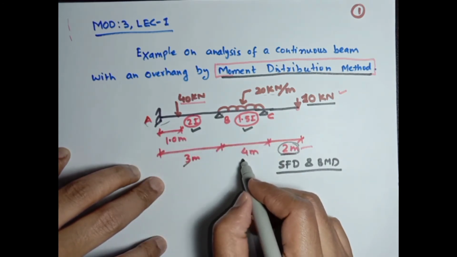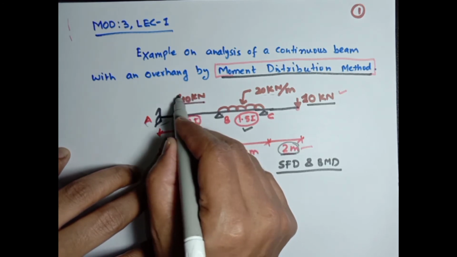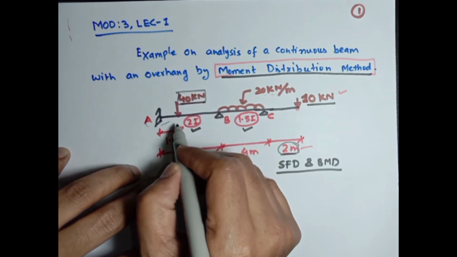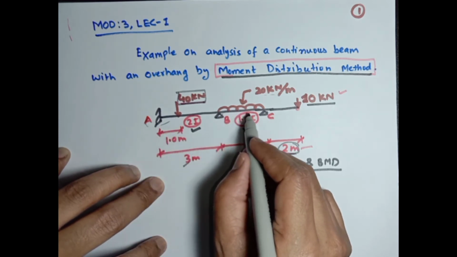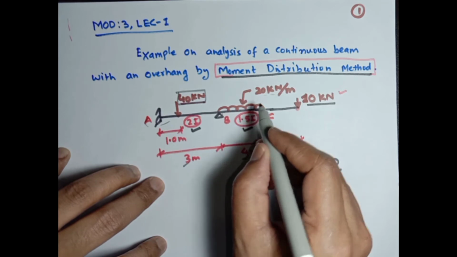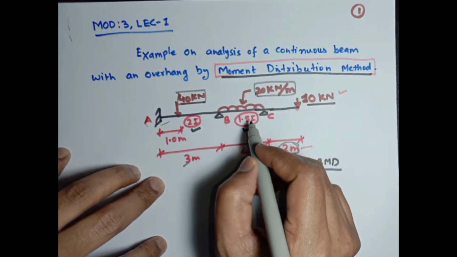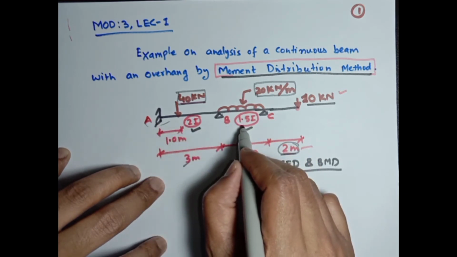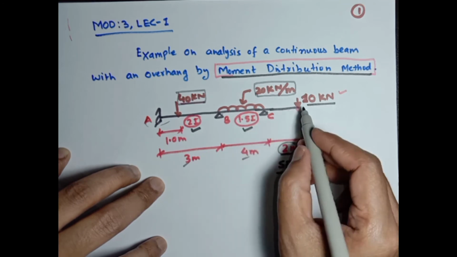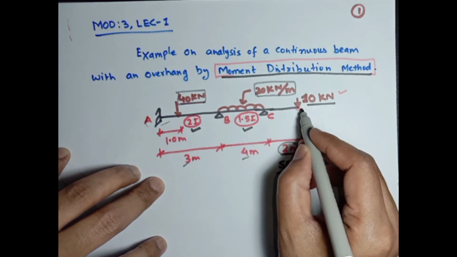AB length is 3 meter and BC length is 4 meter. AB is subjected to a point load of 40 kilonewton at a distance of 1 meter from the support A, and span BC is subjected to a UDL of 20 kilonewton per meter over its entire length. The moment of inertia of span AB is 2I and of span BC is 1.5I, and the overhang has a point load of 10 kilonewton at its tip.